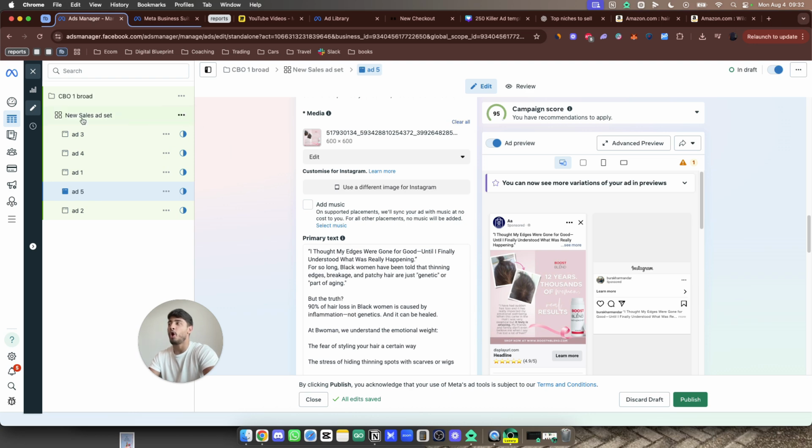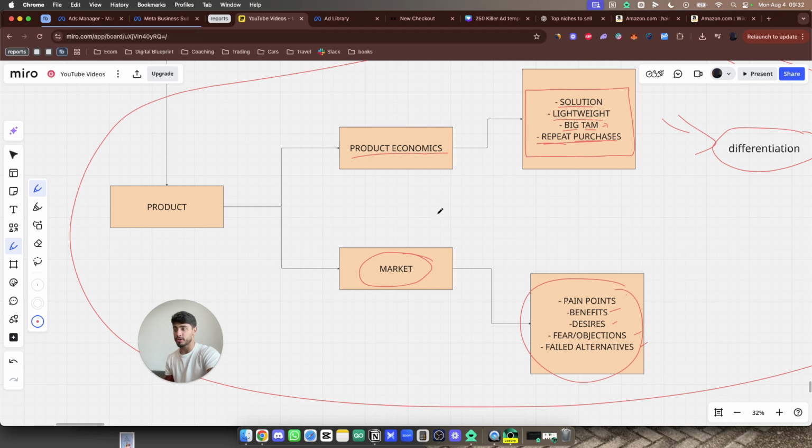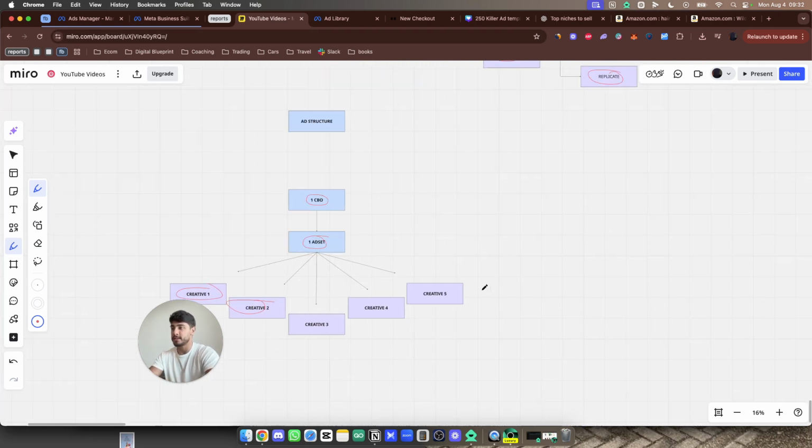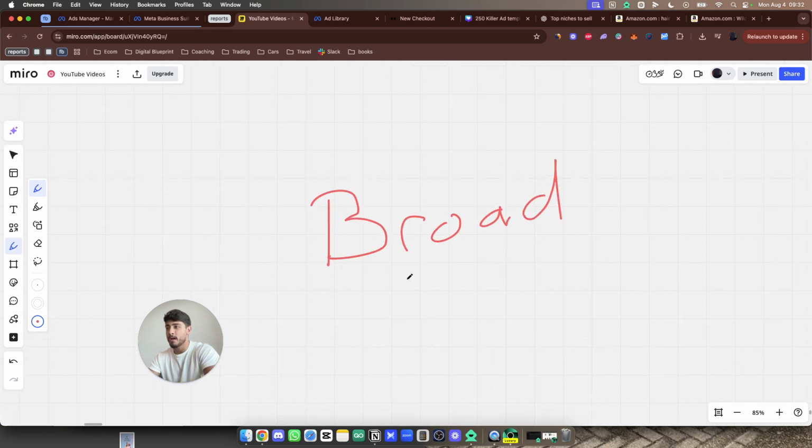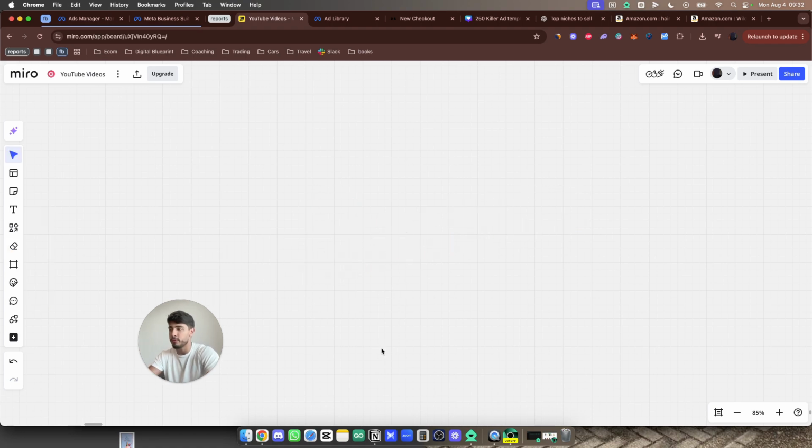You have 5 ads, all in one ad set and all in one CBO. And the most important thing with your ad structure is this one word here, which is broad. You don't want to use targeting. You don't want to try segments or whatever. Broad. Leave it at broad. No need for any of this.